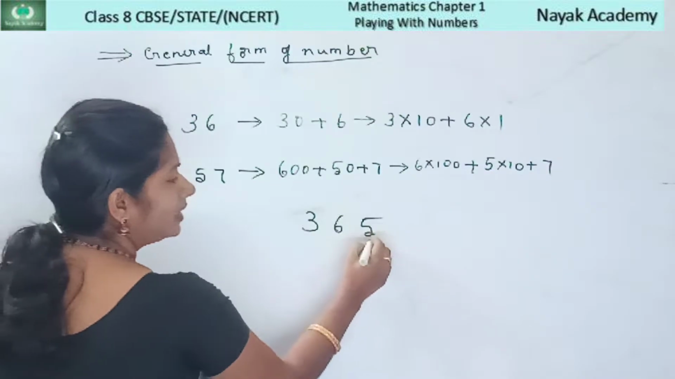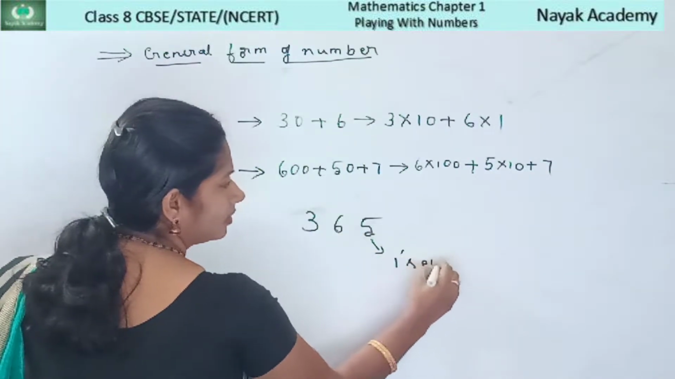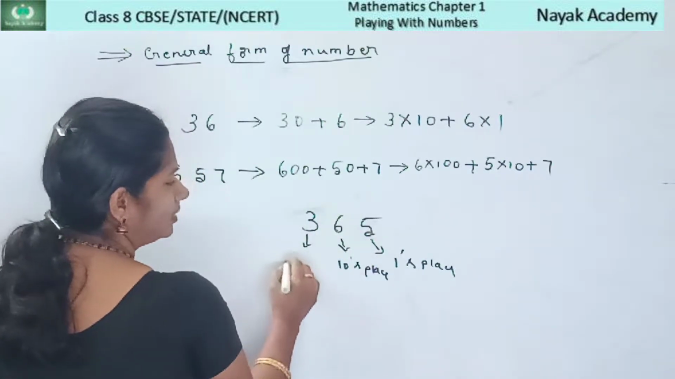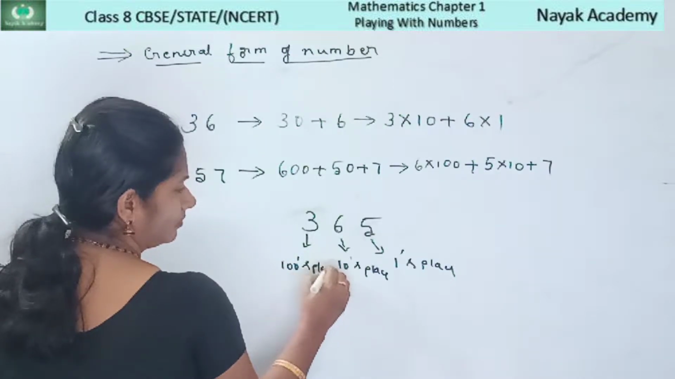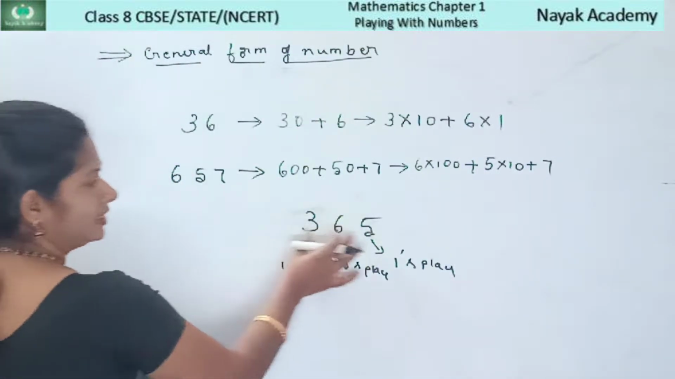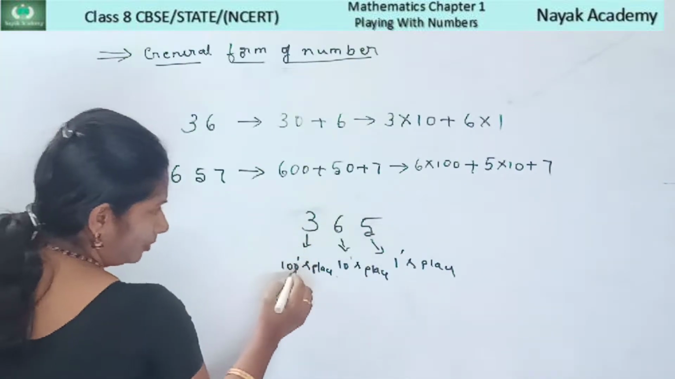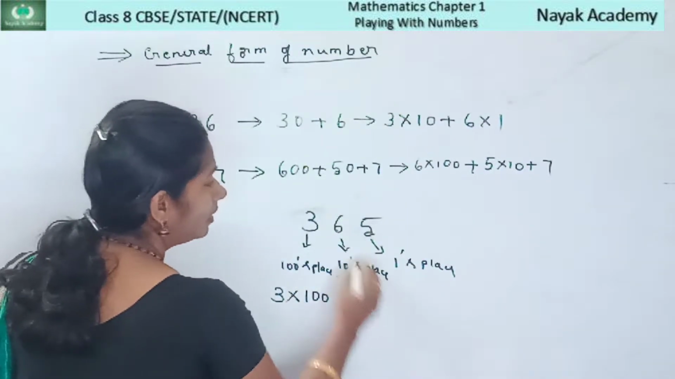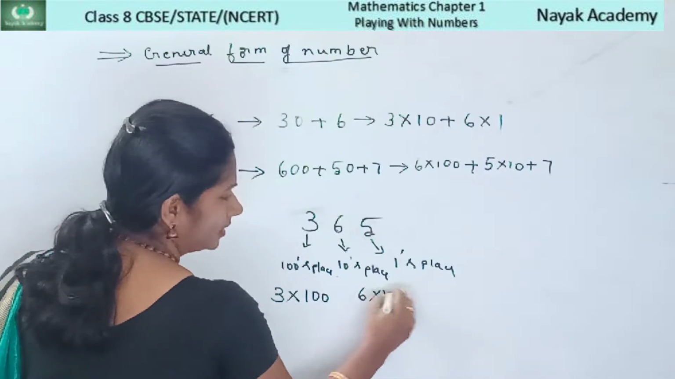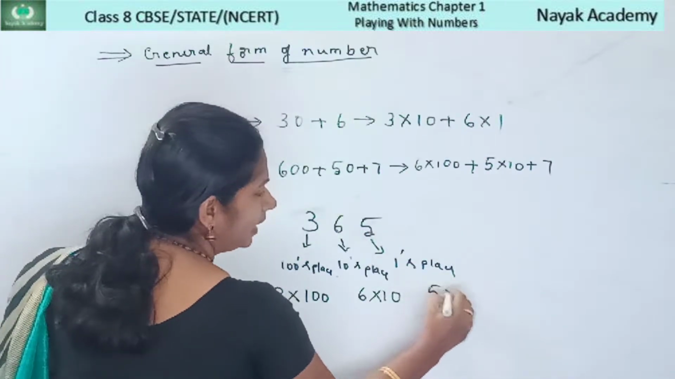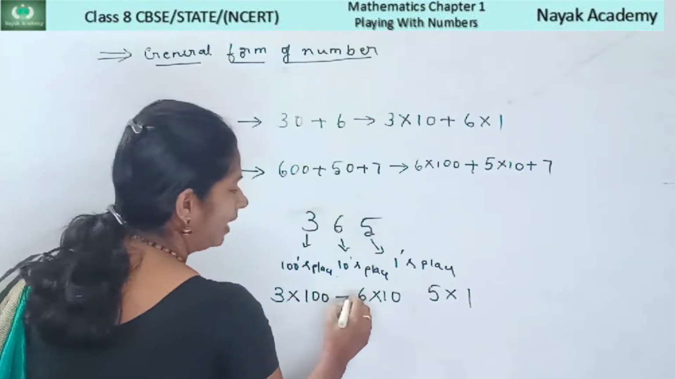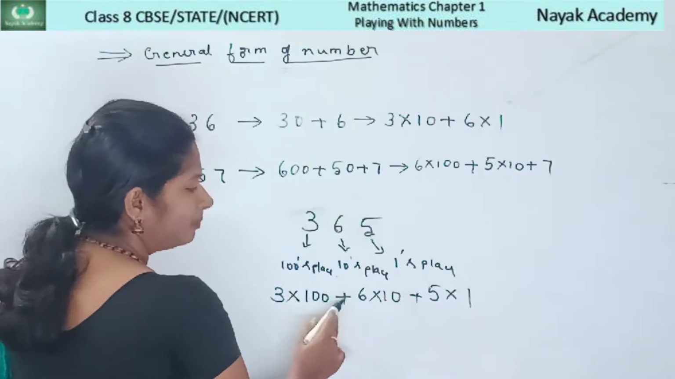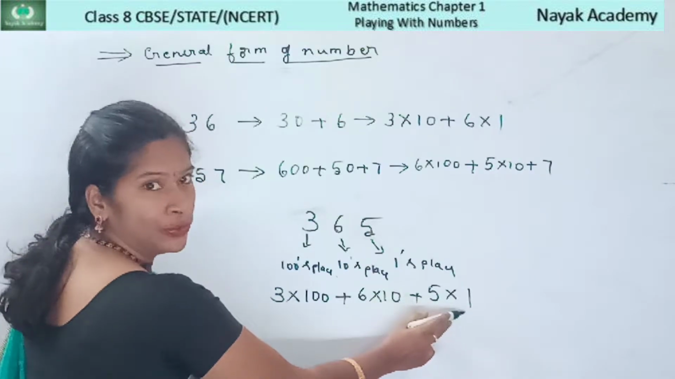365. 5 is at 1's place, 6 is at 10's place, and 3 is at 100's place. How will we write the general form of this 365, children? We will take 3 and multiply with its place value, that is 100. 6 is at 10's place, 6 into 10, and 5 is at 1's place, and finally we are adding them together. So the expanded form of 365 is 3 into 100 plus 6 into 10 plus 5 into 1.